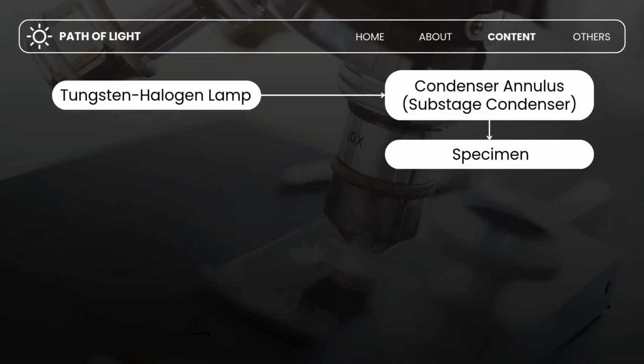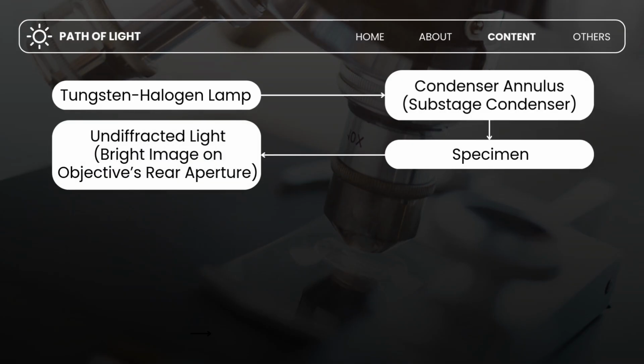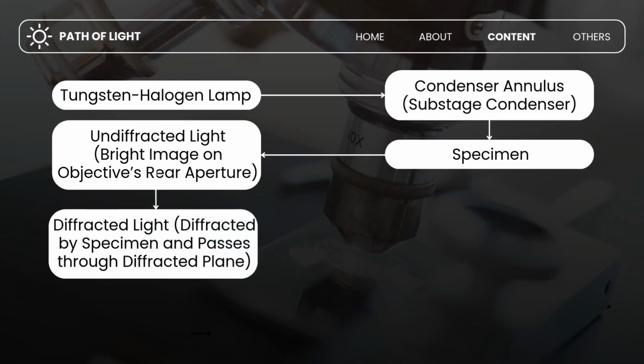Some of the light that passes through the specimen will not be diffracted. These light waves form a bright image on the rear aperture of the objective. The light waves that are diffracted by the specimen pass the diffracted plane and focus on the image plane only. This allows the background light and the diffracted light to be separated.